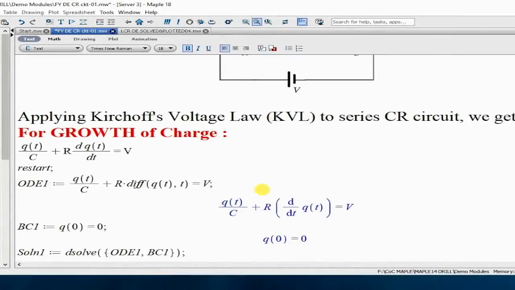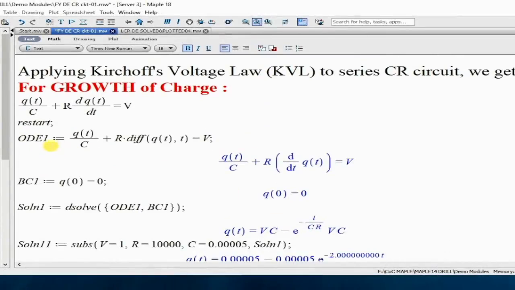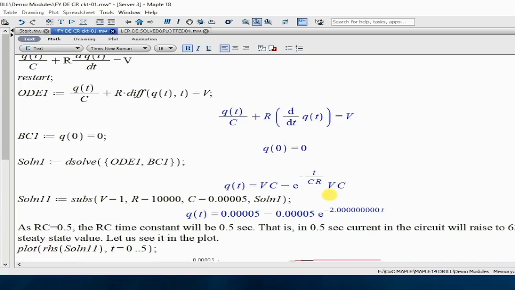And these are the basic things. I shall begin from differential equation 1. ODE1 I shall call Q of t by C plus R into the first derivative of Q of t with respect to time, equal to V. Here I have used V in place of E like in the earlier discussion. Now the boundary condition is Q of 0 equal to 0. So DSolve of ODE1 for BC1 will give us the necessary solution, and you can substitute V equal to 1, R equal to 10K, and C equal to 50 microfarad in solution number 1, and we obtained this equation. Obviously the RC time constant is 0.5 seconds.